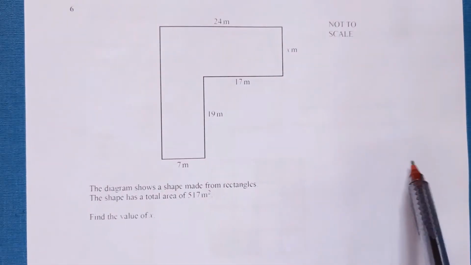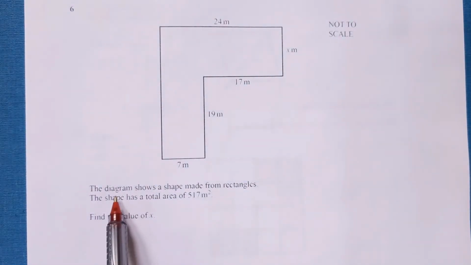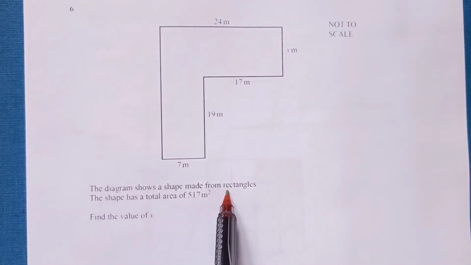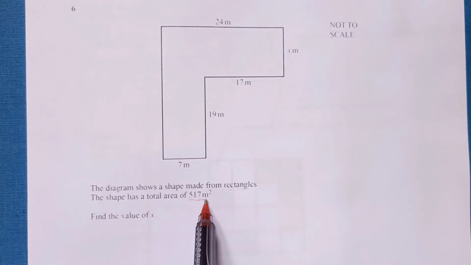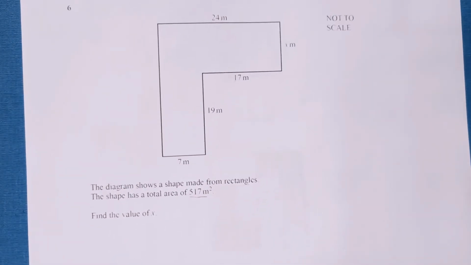Question 6, we are given this shape here. The diagram shows a shape made from rectangles. The shape has a total area of 517 meters squared. Find the value of x. So if you look down here, this question is worth 4 marks. So you need to show all working here.